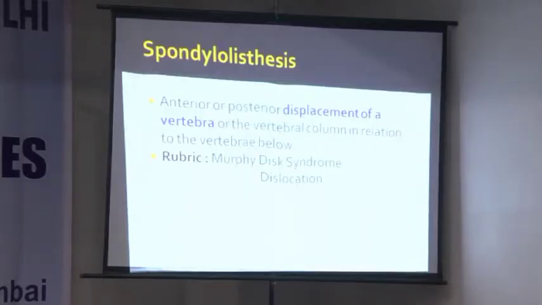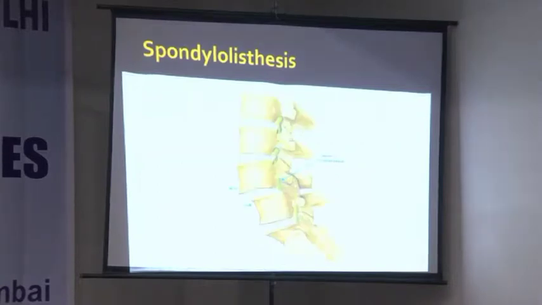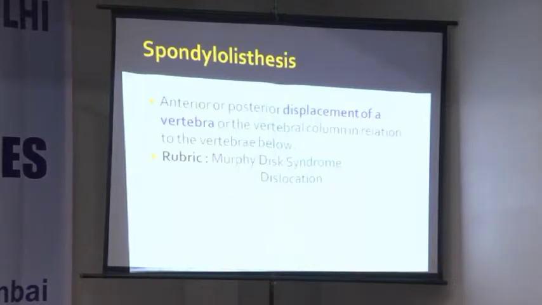Then what is spondylolisthesis? Spondylolisthesis is the anterior or posterior displacement of a vertebra or the vertebral column in relation to the vertebra below. And we have two important rubrics in the repertory for this condition. Spondylolisthesis is also very common nowadays. The anterior or posterior displacement results in nerve compression.